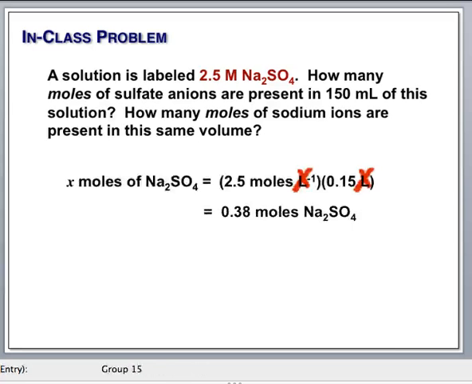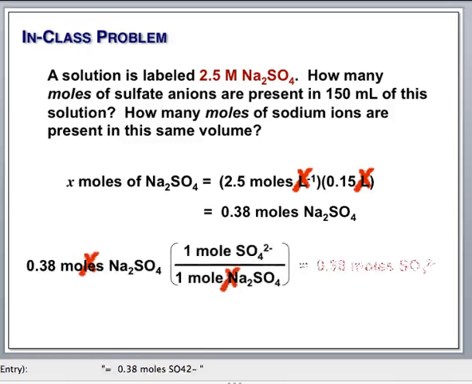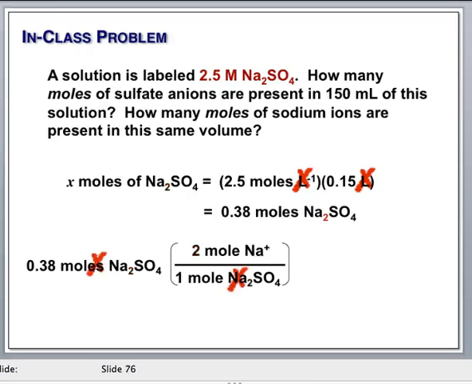Now, as this dissolves in solution, 1 mole of sodium sulfate is going to give us 1 mole of sulfate, isn't it? Therefore, how many moles of sulfate? Well, it's the same thing. 0.38 sodium sulfates gives a mole ratio, 0.38 moles of sulfate. For every sodium sulfate, there are 2 sodiums. So, what's the molar concentration of sodium cation? It's simply 2 times this, or 0.76 moles of sodium.